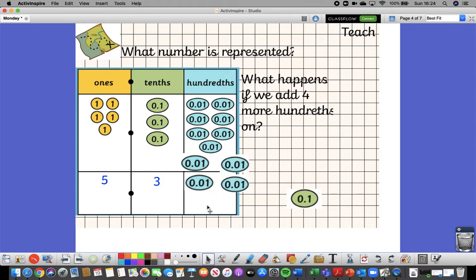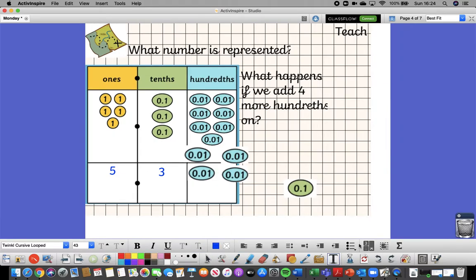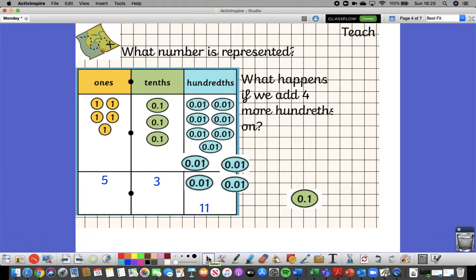Now, that changes the number in this column. Okay, it changed it to 1, 2, 3, 4, 5, 6, 7, 8, 9, 10, 11. But just like in our ones column, our tens column, our hundreds column, we can't have any digit that's more than 9. So we can't have 11 hundredths in this column. Okay, but we have got 11 hundredths. It means we need to exchange some of our hundredths now into a tenth.